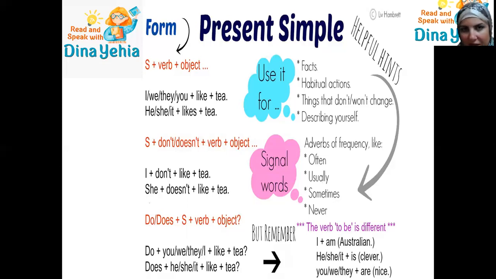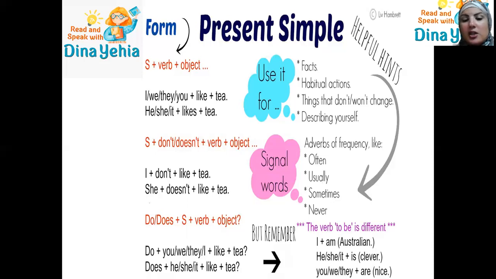In the negative form, let's put it in our mind: negative means not. When I say I like tea, I do not like tea. She does not like tea. And take care, that does swallows S.